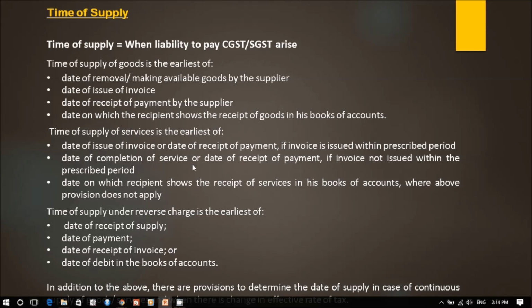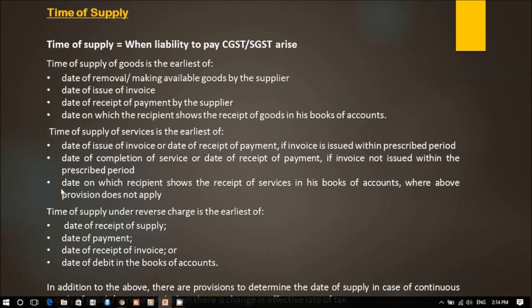Now, the date of completion of the service or the date of receipt of the payment, if the invoice is not issued within the prescribed time. This condition is also similar to the service tax. In the service tax, the point of taxation arises when the invoice is not issued within the prescribed time, then the date of completion of the service or the date of receipt of the payment, whichever is earlier. The same thing is in the GST.